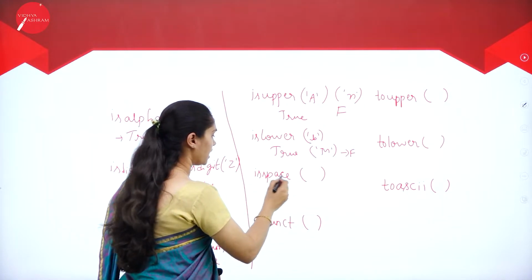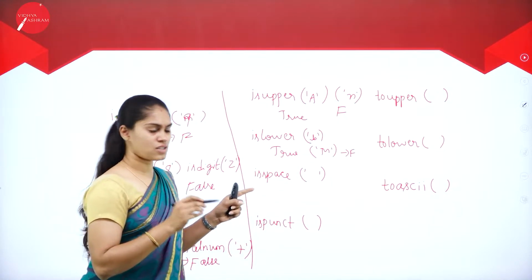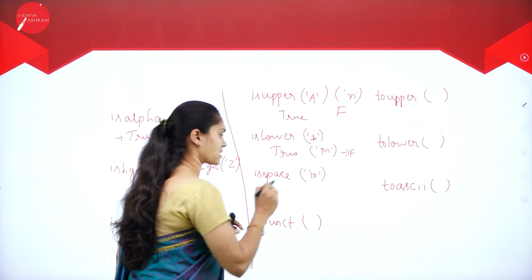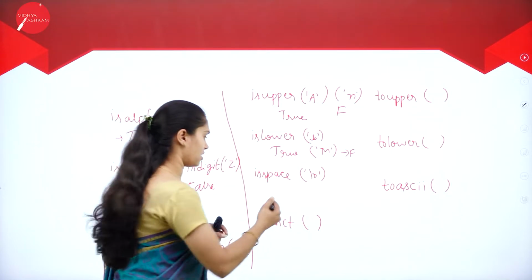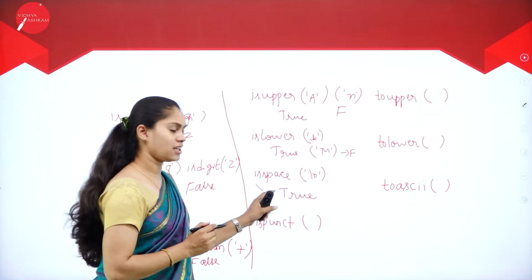Okay. So next, is space. I am not going to write anything. I am just going to put a single quote. Within that, let me consider backslash n, that is the new line character. That is also considered as a space. Then it will return true.